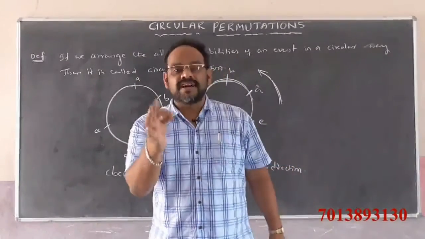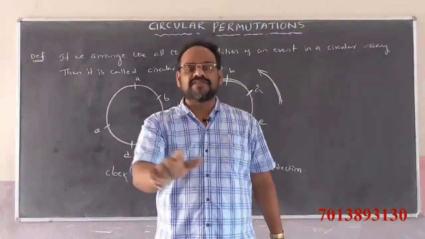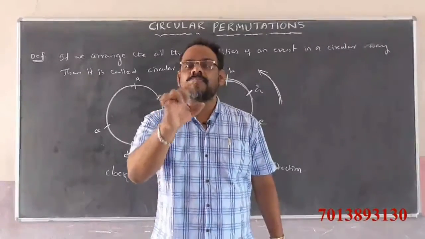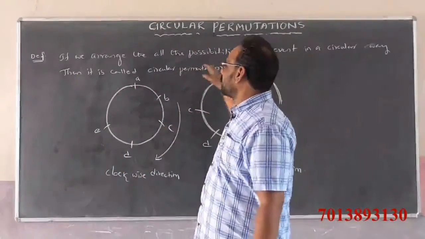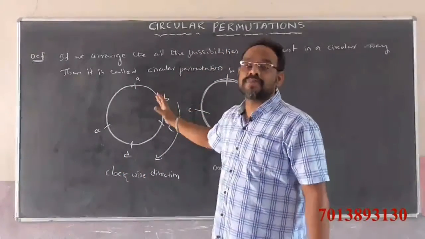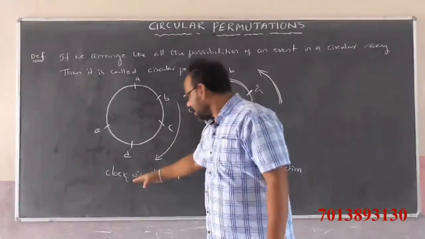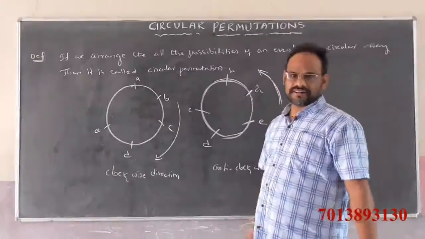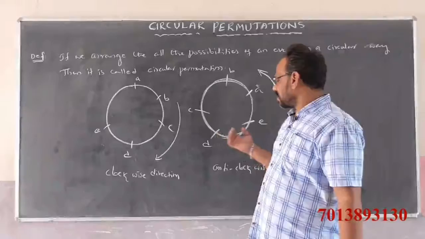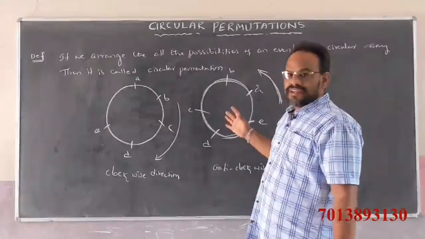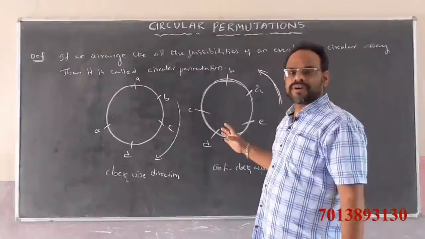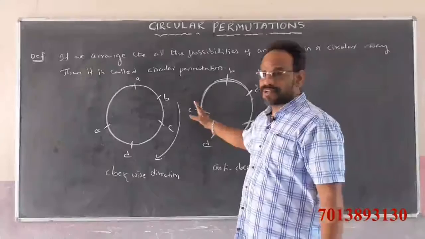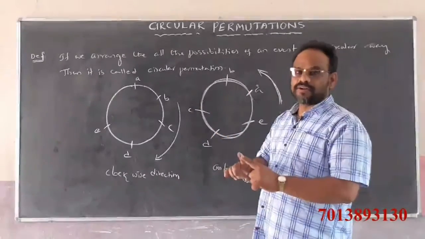Circular permutation means if we arrange all the possibilities of an event in the form of a circle or in a circular manner. In circular permutations, we have two arrangements, clockwise direction and anti-clockwise direction. Direction is very important, so these are considered two different permutations according to direction.